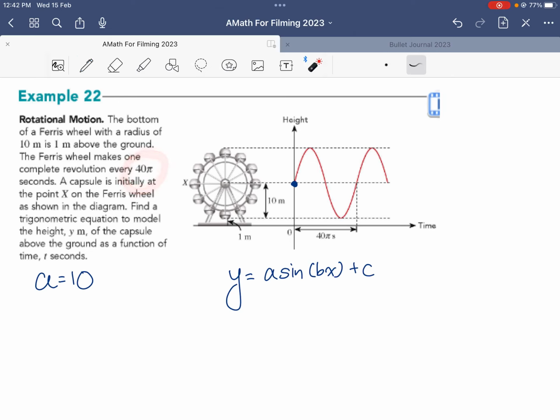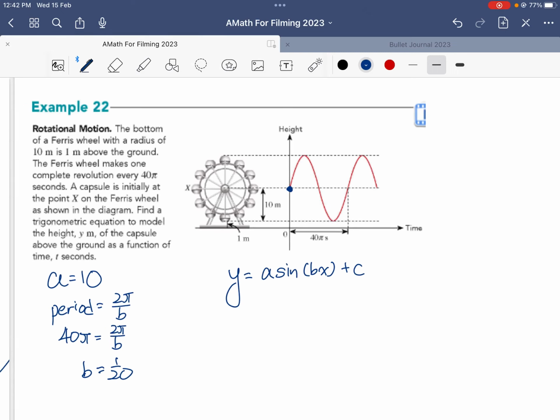So in this case, they say the period is 40 pi seconds. So one complete cycle gives me 40 pi seconds. From what I know, the period is equal to 2 pi over b. So in this case, our period is 40 pi equals 2 pi over b. So solving, my b value is 1 over 20.